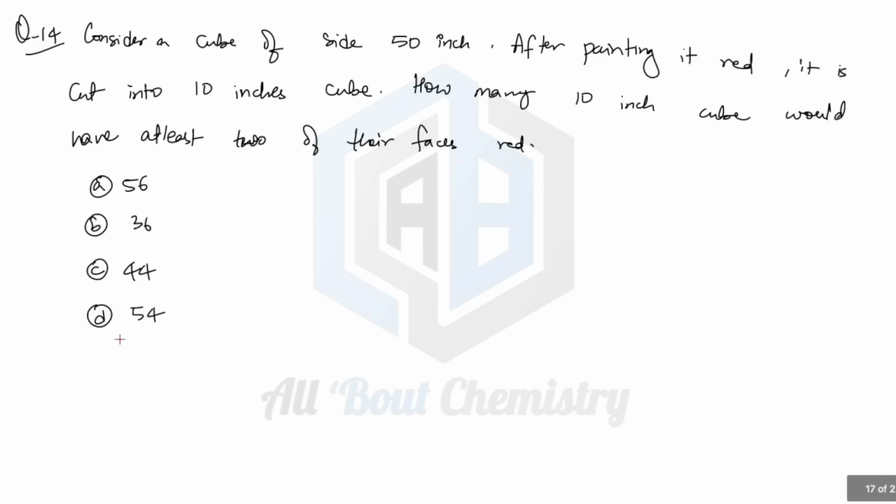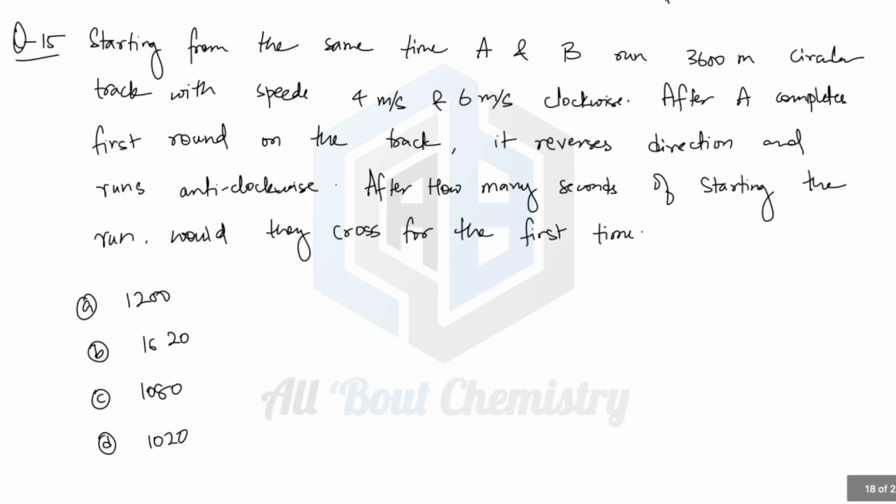Okay, the next question was again a very good question. Consider a cube of side 50 inch. After painting it red, it is cut into 10 inch cubes. How many 10 inch cubes would have at least two of their faces red? The answer for this will be C, which is 44 according to me. Again, the detailed solution of this particular question I will be telling you soon once the response sheet comes. Then we will discuss it, but for now I think the answer should be option number C.